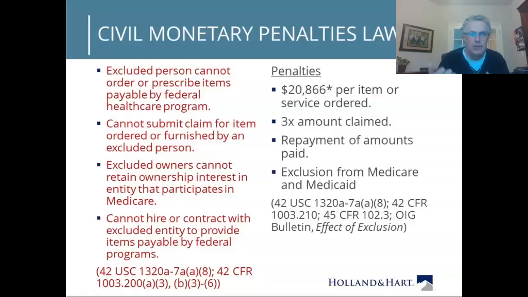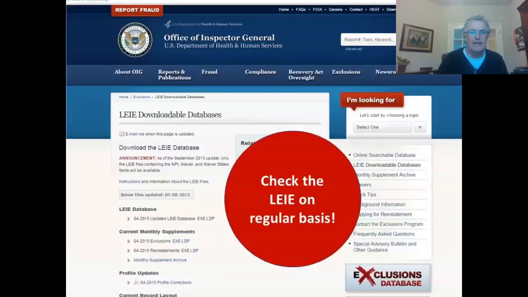They can come back against you for penalties of up to $20,000 per item or service that was ordered over that time period, treble damages, repayments of amounts that were improperly paid to you as an employer, even though you've got an excluded provider as an employee, and you can be excluded from Medicare and Medicaid. So you could also get excluded if you're contracting or hiring or using these excluded individuals. So pretty draconian penalties are imposed, and so you need to make sure that you're not hiring or contracting with excluded individuals. Well, how do you do that?